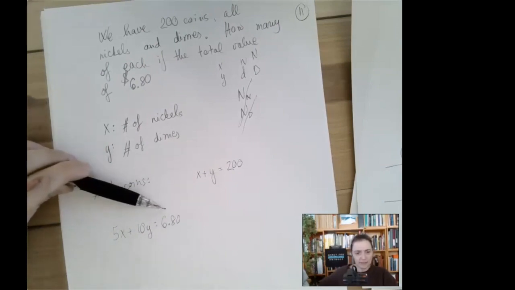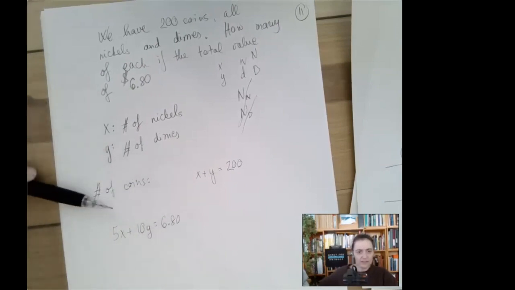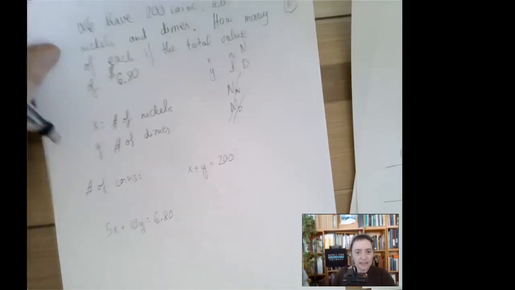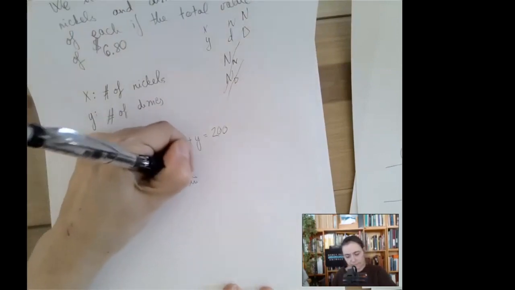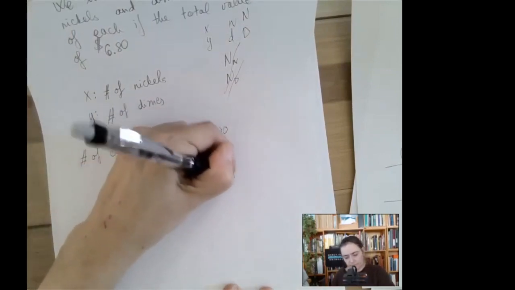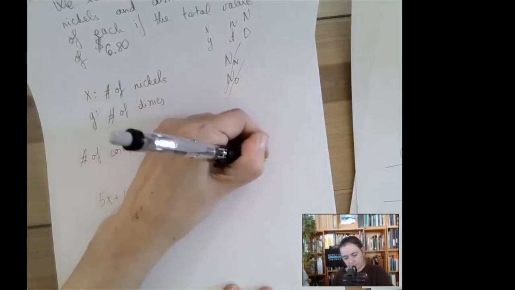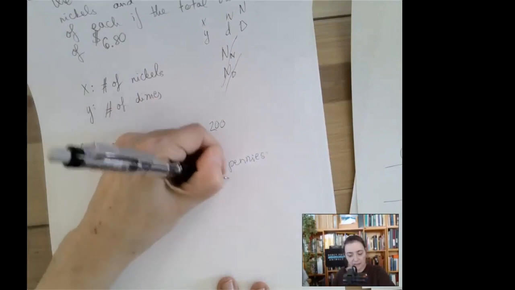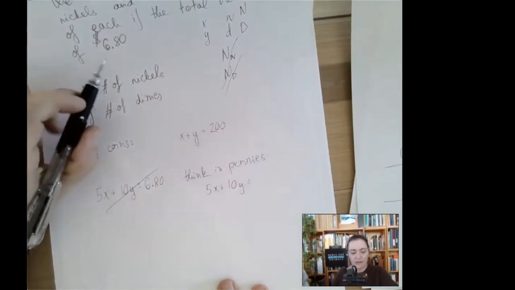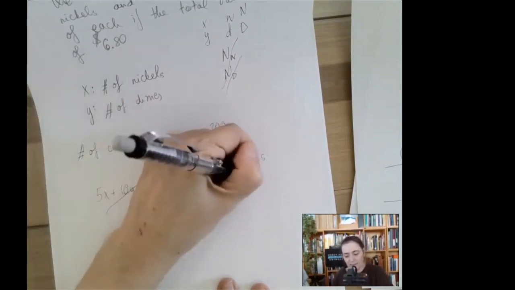The right-hand side is in dollars. This side is in pennies. So you have two options. Either think in pennies. So express both sides as pennies, then it's 5x and 10y, but then that's $6.80 is 680 pennies.